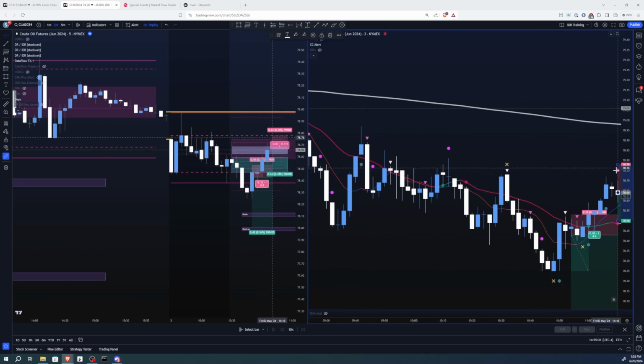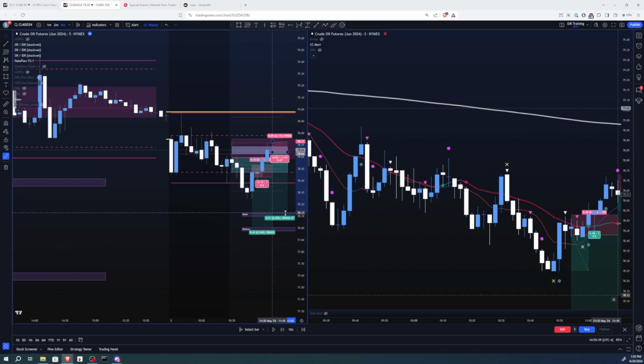We can get in right here, and then we can get in right here, and then we can go for mode. You can just go for here if you're really conservative. This is a 5R trade. That looks a lot better, right?